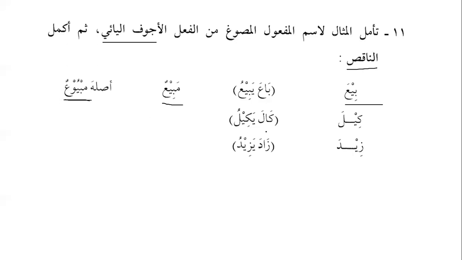Similarly, we have kala yakilu, to measure. And the verb form is kila. And what will be ismul maf'ul? Makilun, excellent. And asluhu will be makiyulun. Then we have azada yazidu, and the passive form is zida, and the derived form will be mazidun. Excellent. And the original form is mazyudun. All right.